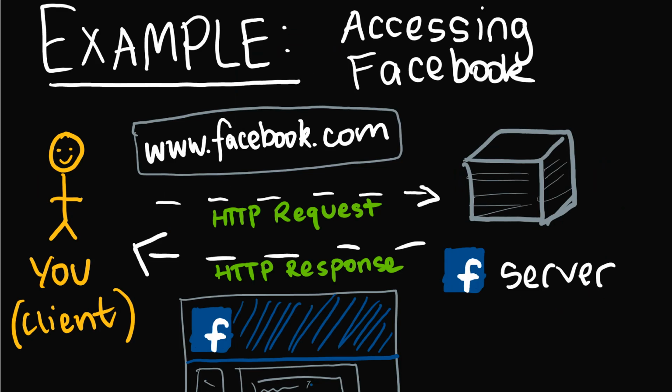Let's have a look at accessing Facebook. First, you open a web browser, for example Google Chrome. You then type in www.facebook.com. Then what happens? A HTTP request is sent across the globe to Facebook servers before they send you a response that contains the web page that you were asking for.